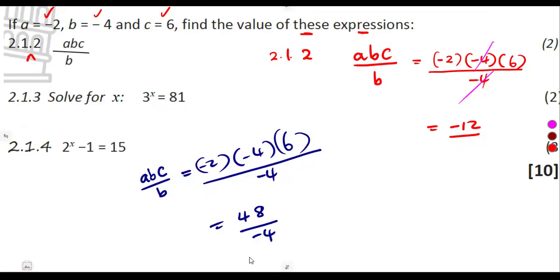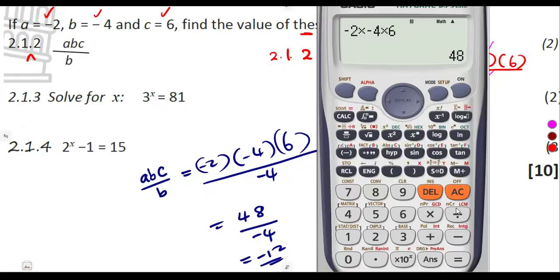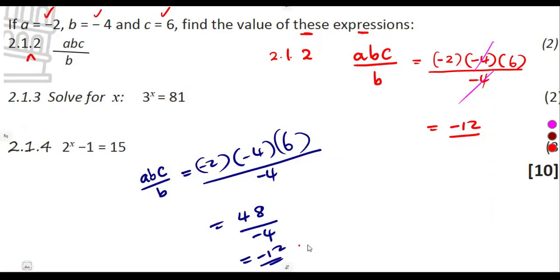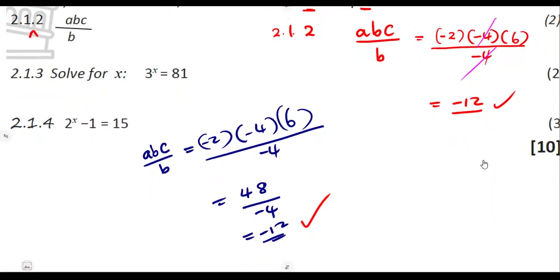Divide this. What are you going to get? Minus 12. All right, our calculator, 48 divided by what? Negative 4. This is negative 12. So as we can see, guys, any way that you choose to simplify this, you're still going to have the same answer, which is negative 12.